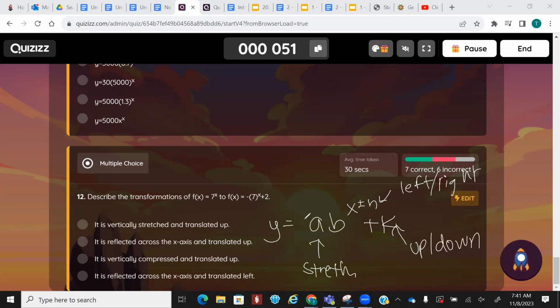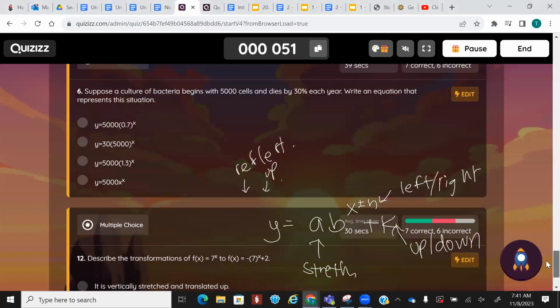Okay, now if there's a negative out front, that's the reflection across the x-axis. So looking at this, we have a negative out front and we got a 2 out here. So that means that this guy is going to go up 2 and reflect across the x-axis. Everybody see where I got that from? Okay, you have to have this little diagram kind of just ingrained in your brain.